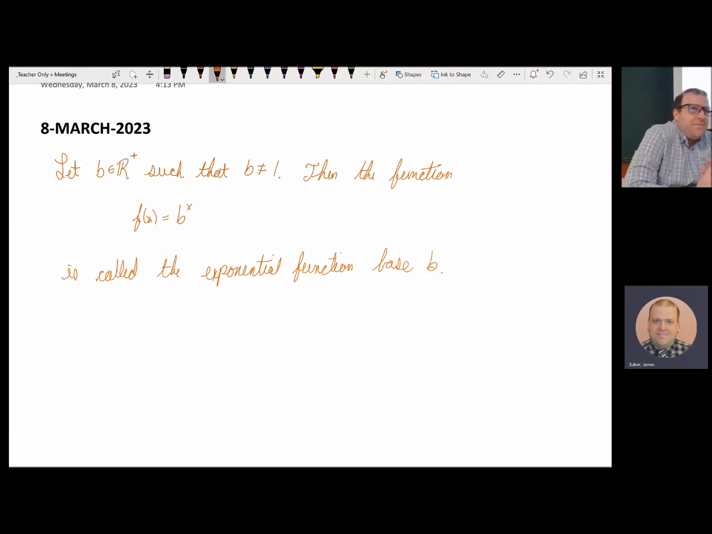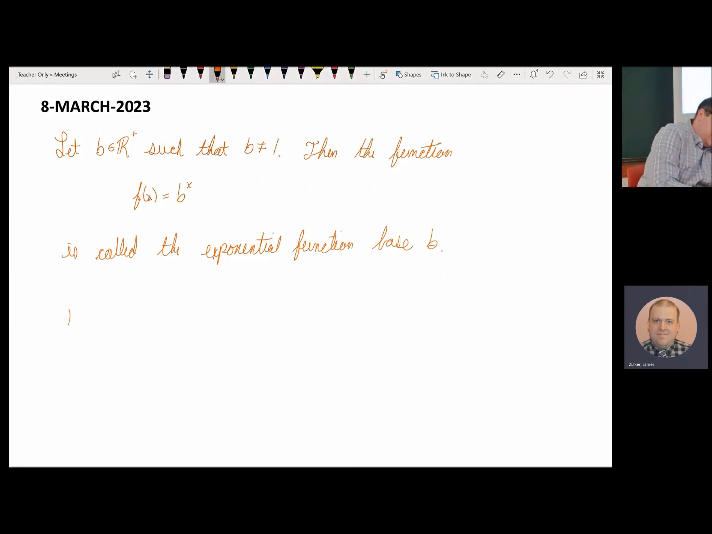In everyday life, we work with base 10. Right? The decimal system is base 10. In mathematics, there's a more commonly used base. So 10 is called the common base.